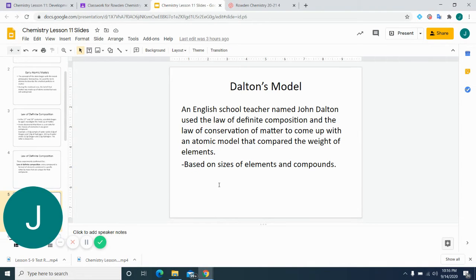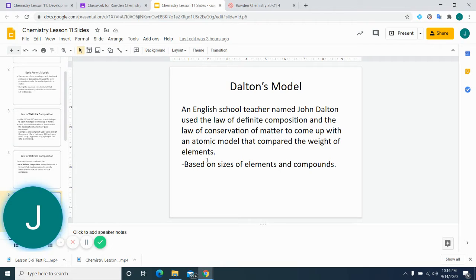So we get to a guy named John Dalton, who was actually an English school teacher, and what he did is he took the law of definite composition, so this idea that not only do we know that matter is made up of small particles, but that those particles come in ratios you can predict. And then also the law of conservation of matter, which tells us that matter doesn't get created or destroyed, it just gets converted from one form to another. And this allowed him to make an atomic model that compared the weights of elements.